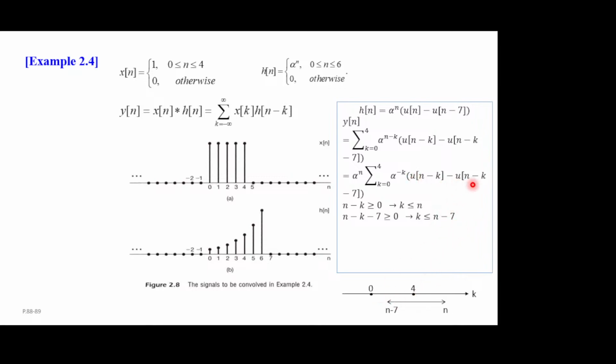So we see the difference between those u's gives you a region of k where k is less than n, and k is actually bigger than n minus 7. So the only possible k is between 0 and 4, and between n minus 7 and n. And now you still need to analyze the cases. So how does this interval overlap with this interval? You need to shift n around to see.